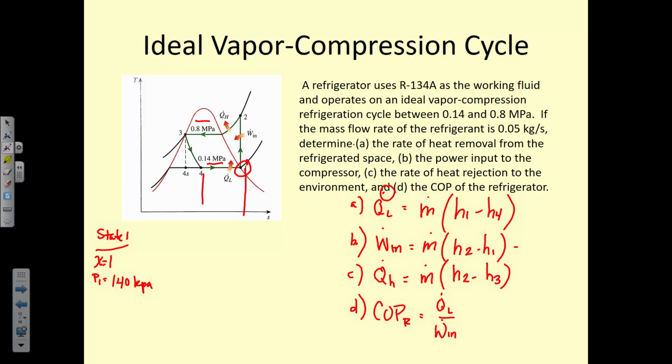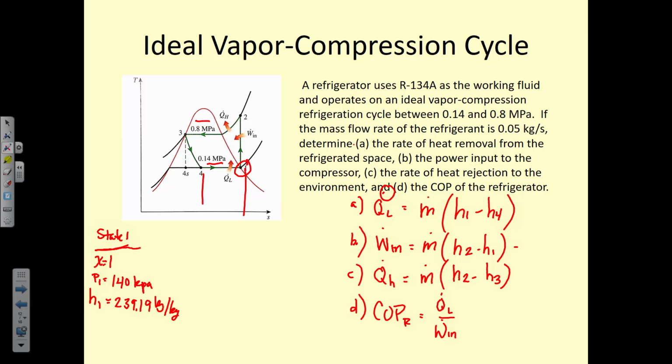I've already converted to kilopascals. So what values do we read off of that table? What values do we need? H1. How do I find it? Okay, it's H sub G at 140 kilopascals. So that value is what? 239.19 kilojoules per kilogram, right? Is there anything else we need to look up at state one?